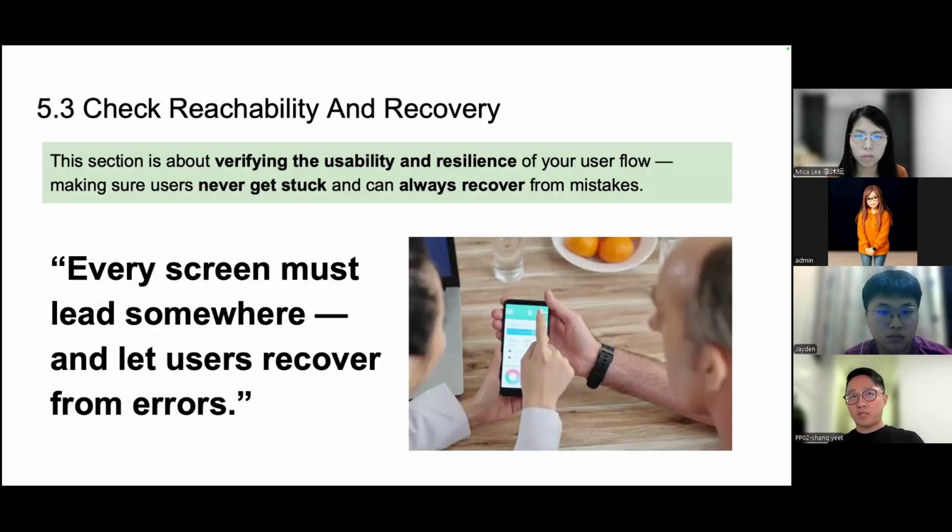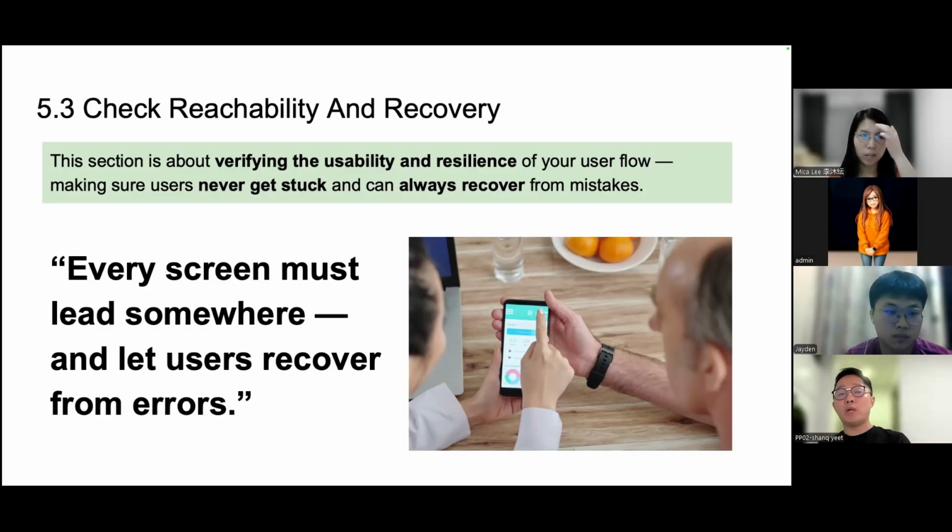Right? This is where I'm touching again. The keyword is checking reachability and recovery. So you can focus on the big word here. Every screen must lead somewhere and let users recover from errors. From a starting login screen, it must always lead to the next screen until the end of using the product entirely. Okay, so that's what it means.